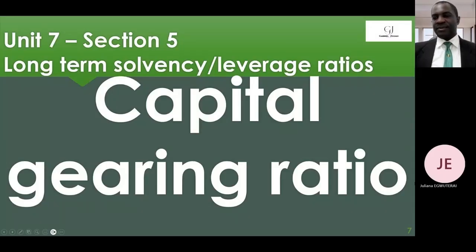So we just dive into capital gearing quickly, and we start looking at it as fast as possible. I hope we can finish this long-term solvency, leverage, today, if possible, and move into investment so that we can at least leave these ratios.